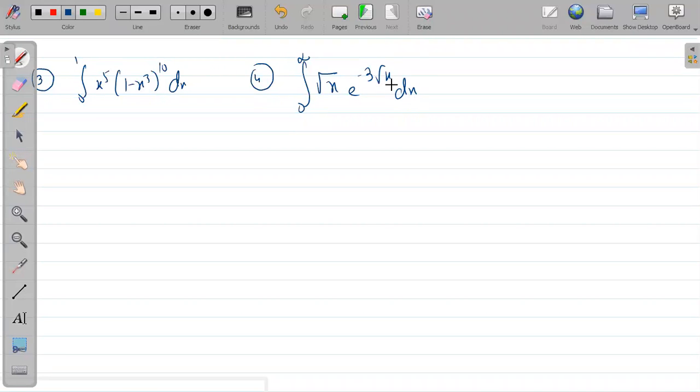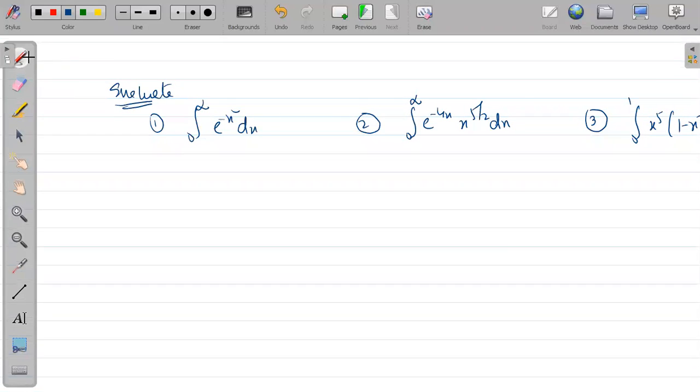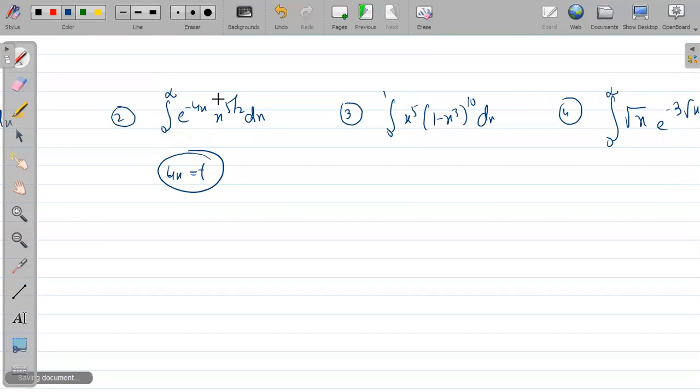Should I give you the hint? But you have to do all these questions by yourself. These questions are homework only, so I am giving a hint in each question. Here, minus x square: put x square as t and see what you get. Number 2, what is the hint? Here the hint is 4x is t. You will get the answer. Change the limits accordingly.